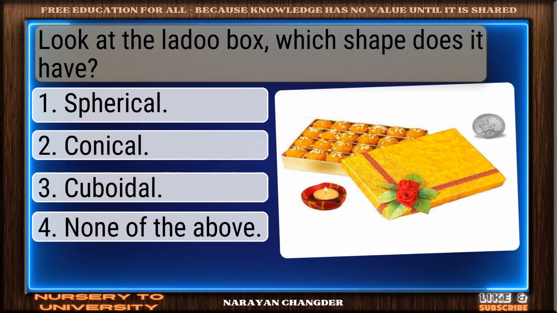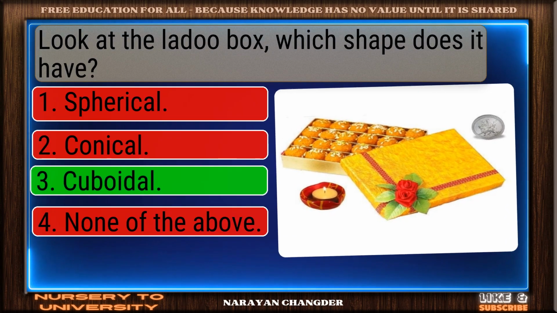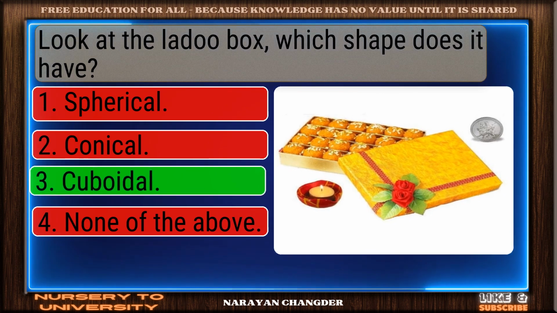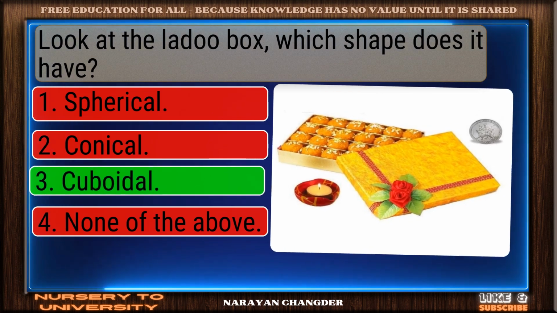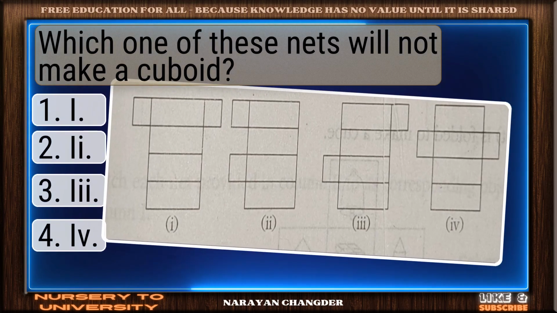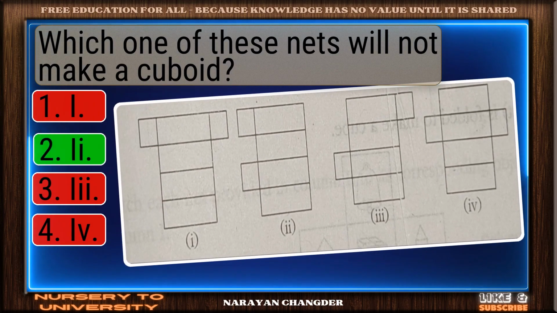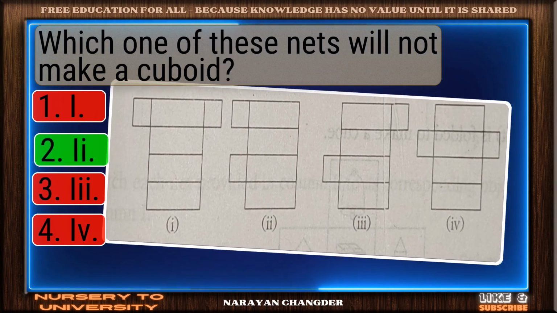Look at the Ladoo box. Which shape does it have? Excellent. Cuboidal is a brilliant choice. Which one of these nets will not make a cuboid? Good thinking. I is the right answer.